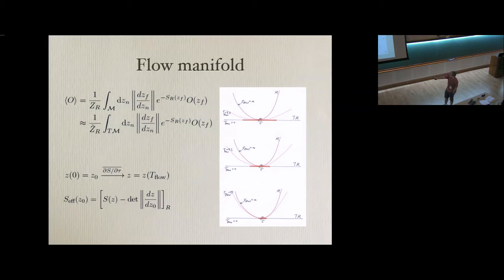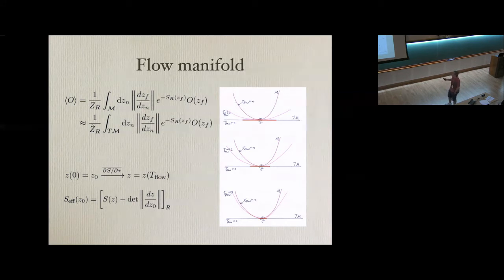The z are actually now on the tangent manifold, and I'm going to flow this z far away to find its pre-image, and I'm going to have to actually sample with the real part of this effective action. Let me try to explain what the approximation is a little bit.